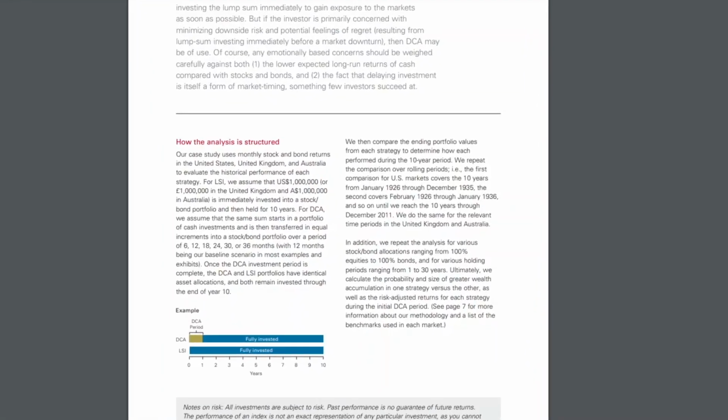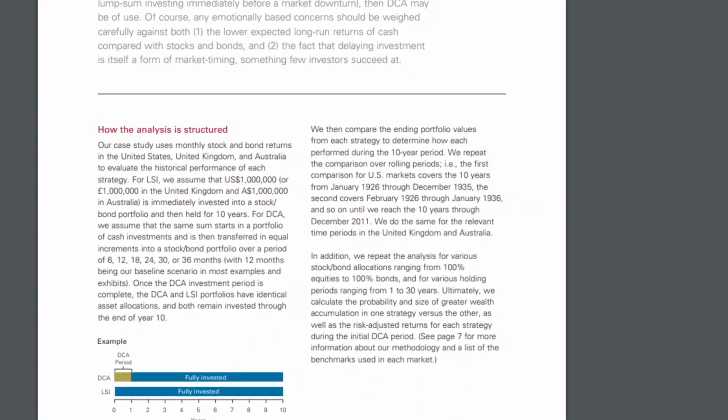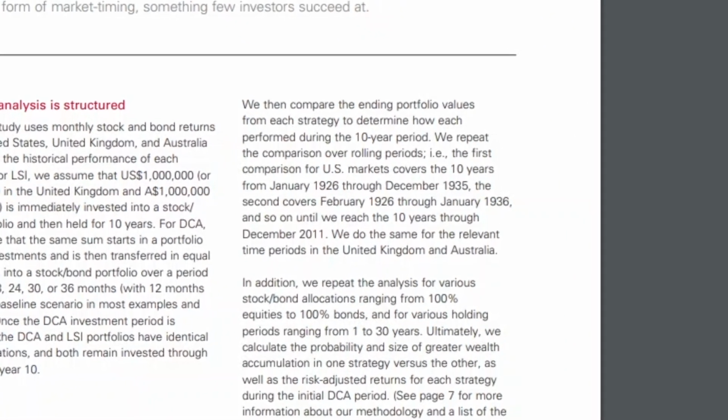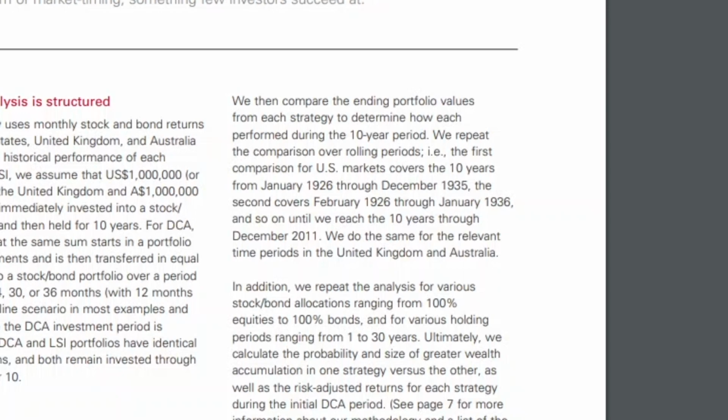So, as an example, they started with £1 million in January of 1926 and then figured out how much they ended up with in December of 1935. And then they went to February 1926 to January of 1936 and so on. Because they kept on shifting the timescale monthly, they ended up with over 900 data points. The final investment amount after 10 years was the benchmark that the dollar cost averaging approach had to beat.